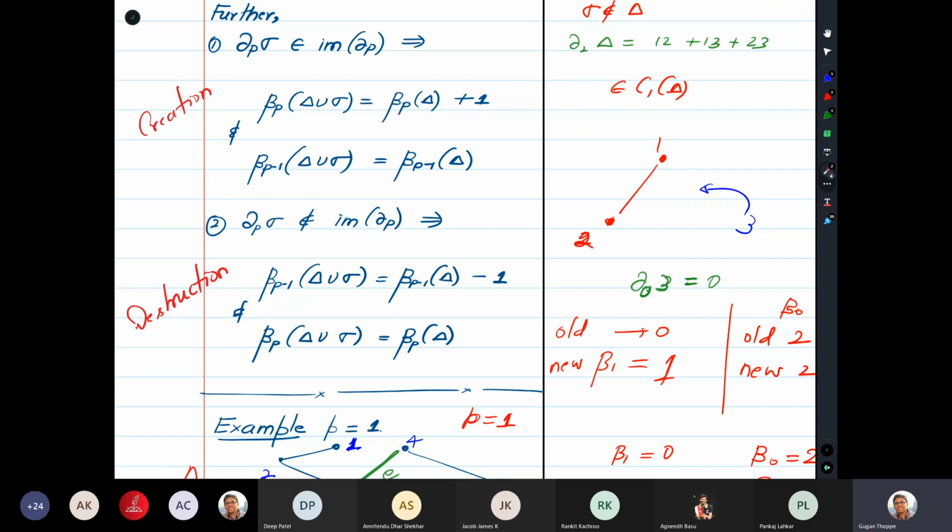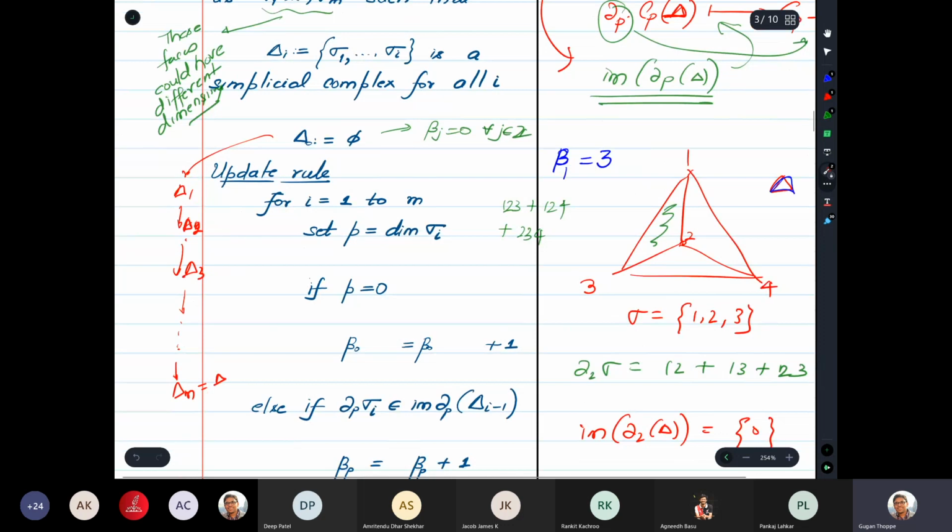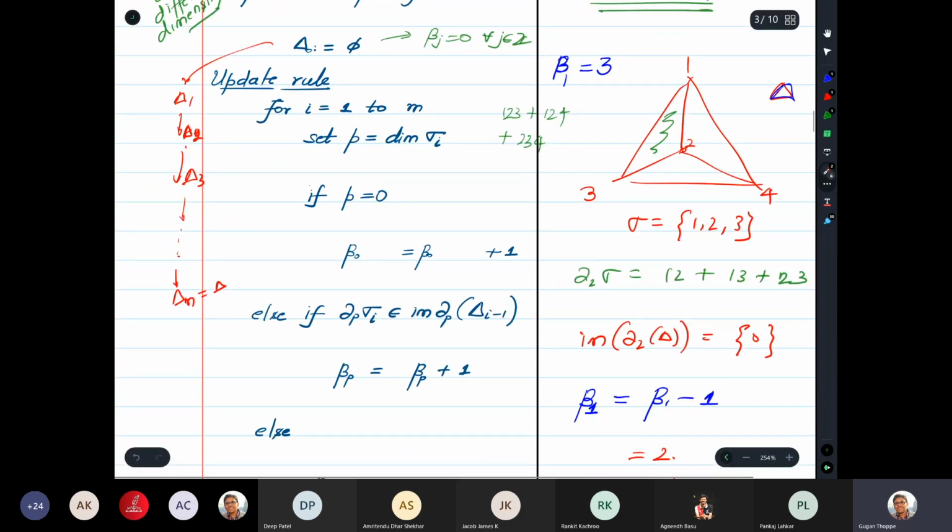So you can see that when I add a face, only one Betti number will change. All the other Betti numbers will remain the same. So incrementally, I'm going to add these faces one by one, and incrementally, I'm going to update my Betti numbers as I keep adding my faces. Okay, and that's why this is referred to as the incremental algorithm.